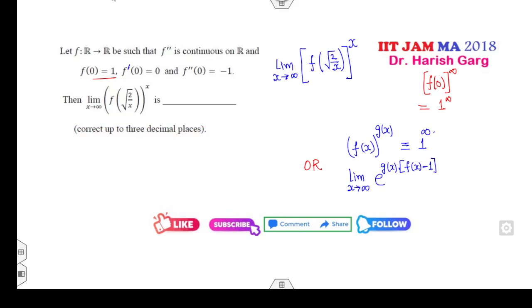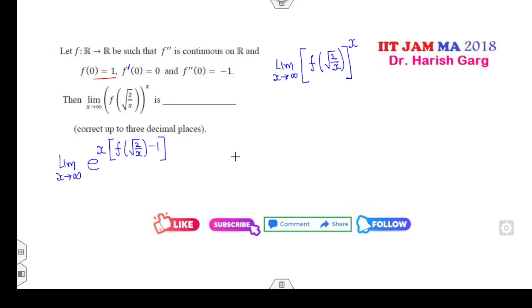Now I am filling in the values. So that means limit x approaches infinity of e raised to the power x into [f(√2/x) minus 1]. Now the calculation at infinity will be lengthy, so I can choose x as 1 over y. Then the limit changes to 0.